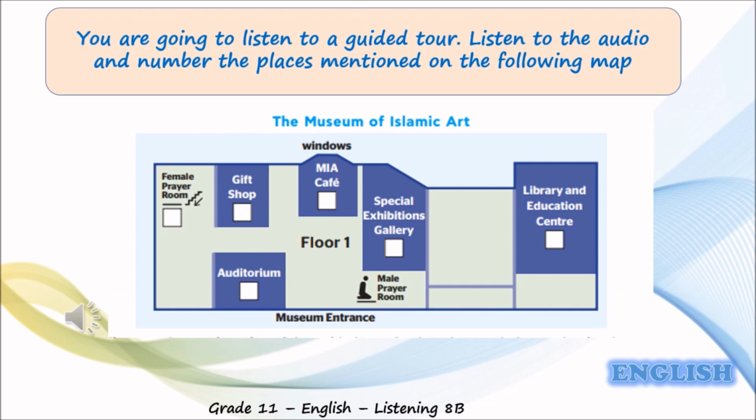Okay, so that's the end of part 1 of the listening. What are the places mentioned here? All of them are mentioned actually, but which one comes first? Yes, so she mentioned the female prayer room, and then the library and education center, then the My Cafe, yes, special exhibitions gallery, the auditorium, very good, and then finally the gift shop where you can buy many souvenirs.